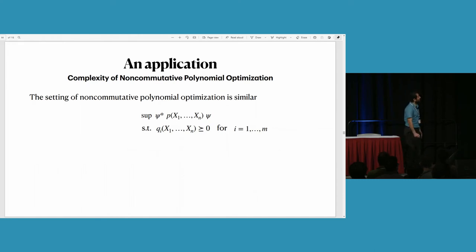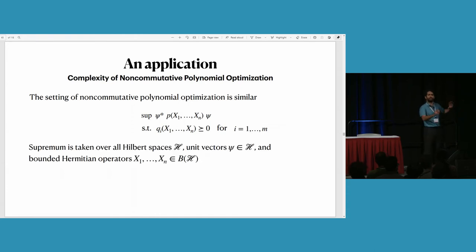Now, the setting of non-commutative optimization is very similar, except here I have polynomials over non-commutative variables. Think of them as matrices. So I have this optimization problem. The supremum is taken over all finite dimensional Hilbert spaces H, unit vectors psi in H, and Hermitian operators x1 to xn. And those inequalities are now with respect to the cone of positive semi-definite operators.